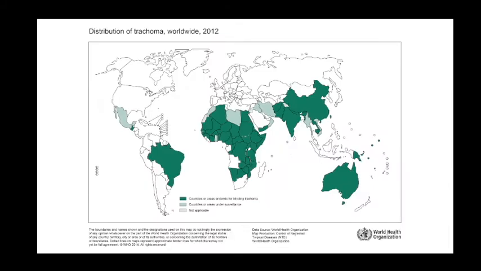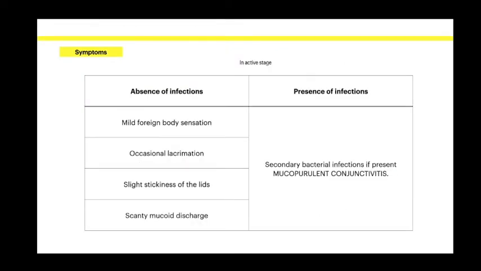Now, distribution of trachoma. It is highly endemic in India. The countries endemic for blinding trachoma include these African countries, Brazil, and China, India. So India is involved, which is very important. So this disease becomes very important.